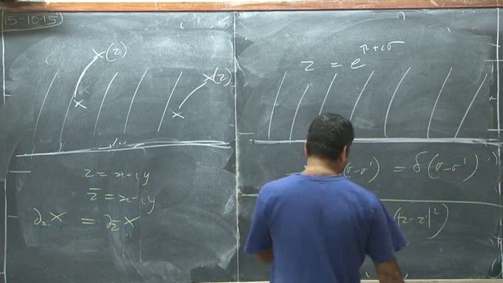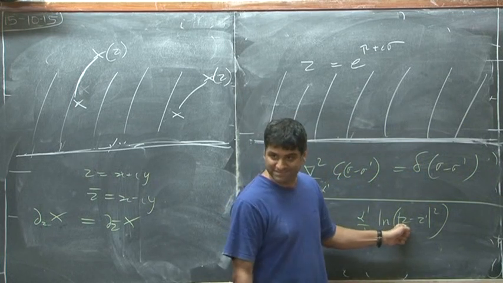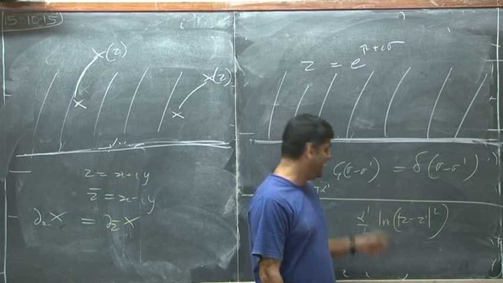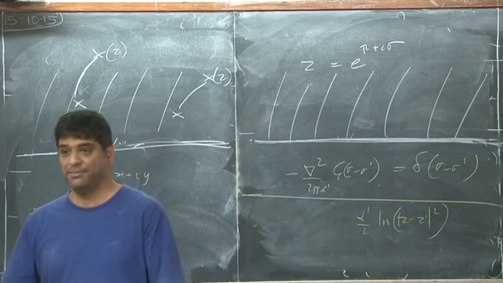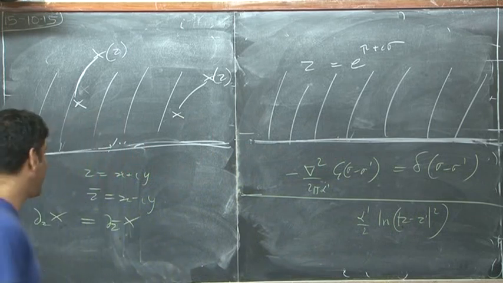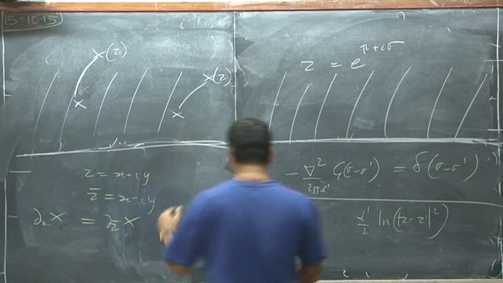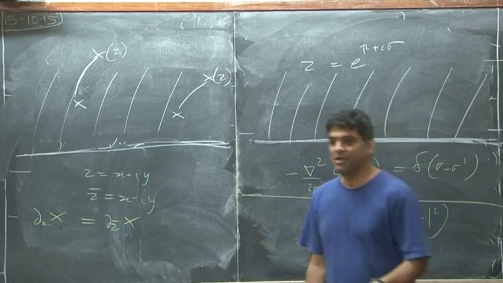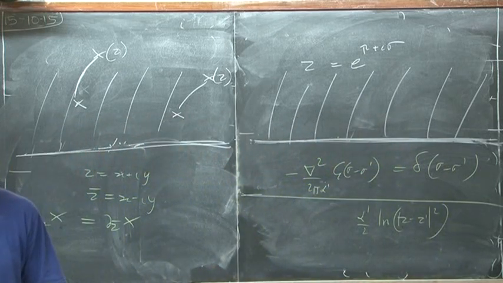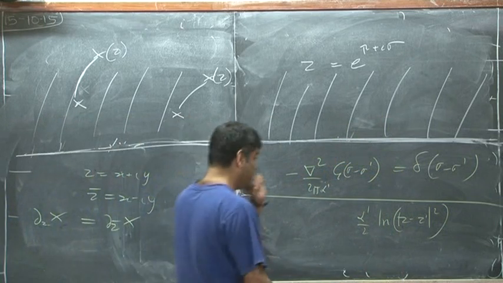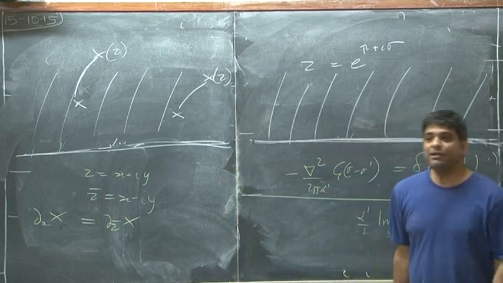If we differentiate it with respect to z, we'll get 1 over z minus z prime. We differentiate it with respect to z bar, we get 1 over z bar minus z bar prime, right? Okay, and at the boundary z is equal to z bar, but z prime is not equal to z bar, because z prime is not a point at the boundary, right? So how do we deal with this?